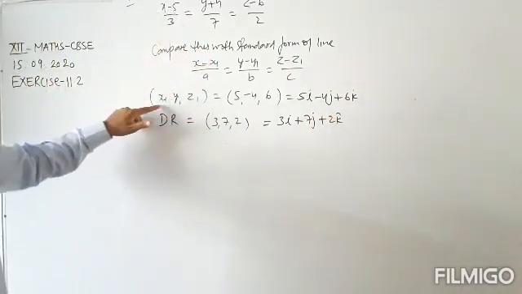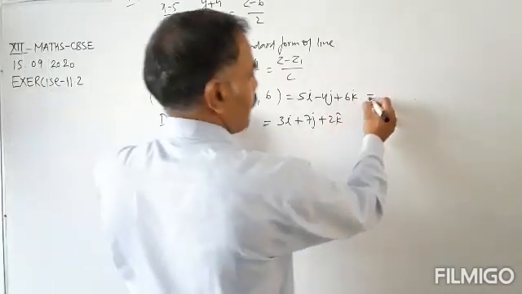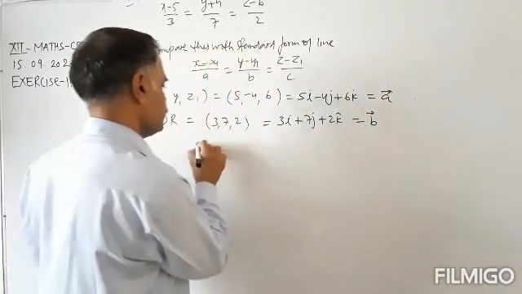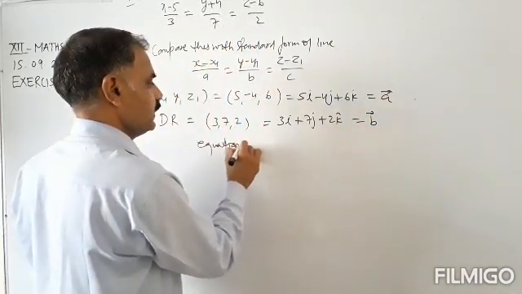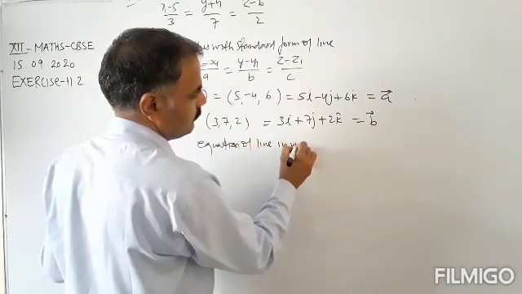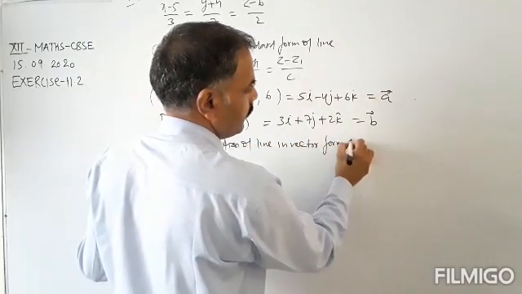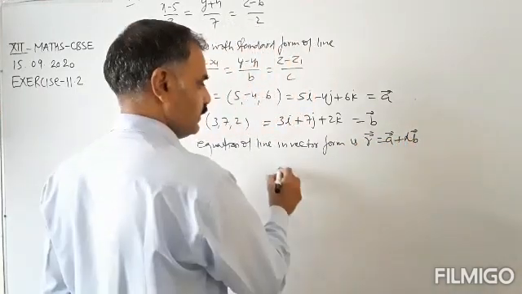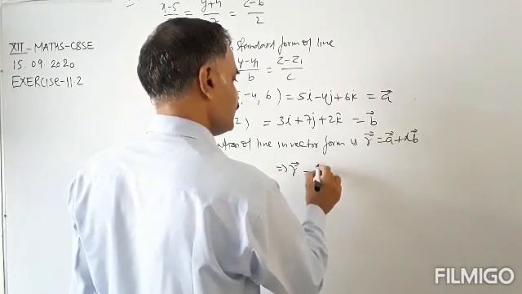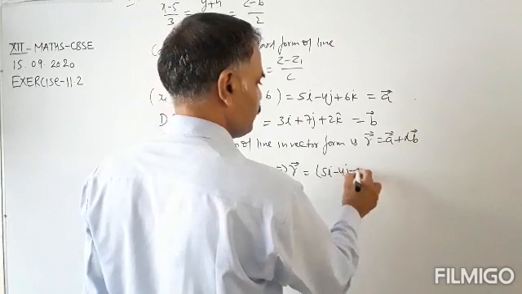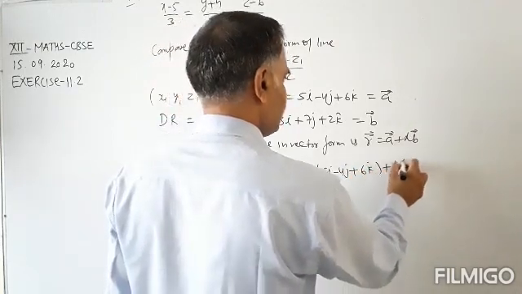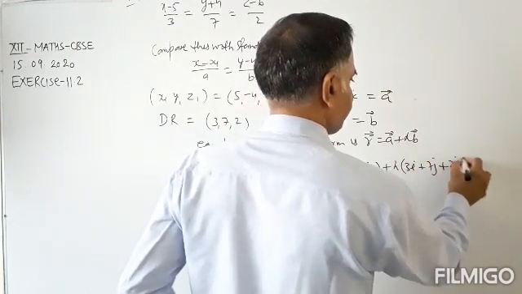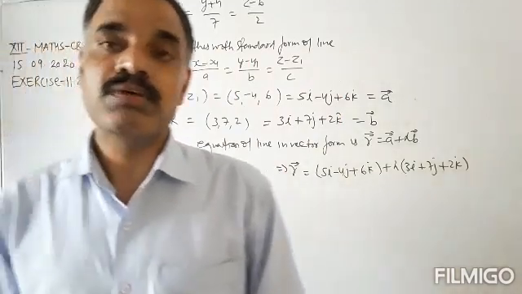Okay, so the equation of line passing through this point, that is a vector, and parallel to the vector b, is in vector form r vector equals a vector plus lambda b vector. So r vector equals 5i minus 4j plus 6k plus lambda into (3i plus 7j plus 2k). Okay, this is the equation of line in vector form.